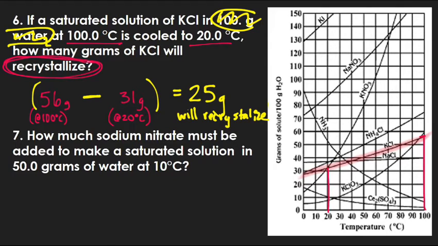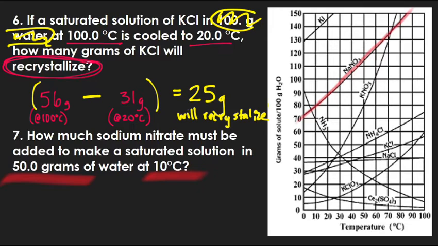Okay, so last question that we have to do as a group. Actually, there's one more that I'm going to touch on in a moment after we answer this number 7. And number 7 might seem a lot like number 5, but don't get too ahead of yourself. We're not actually going to be doing quite the same thing here. So this one is asking us how much sodium nitrate. So sodium nitrate is this NaNO3 line here. It must be added to make a saturated solution in 50 grams of water at 10 degrees Celsius.